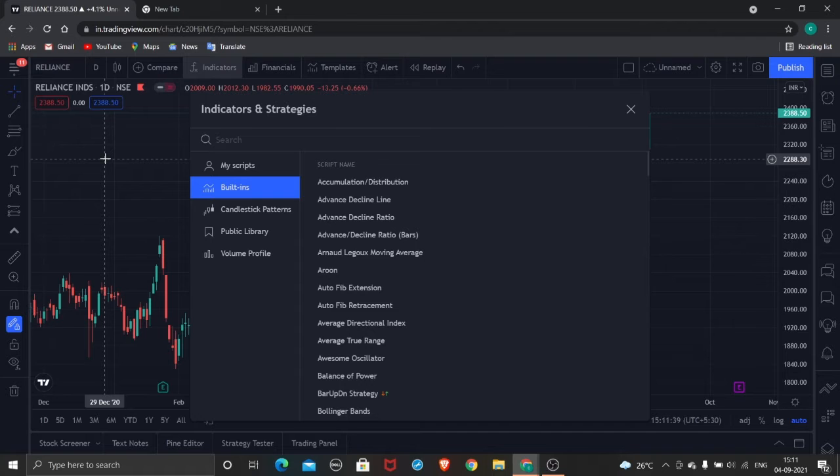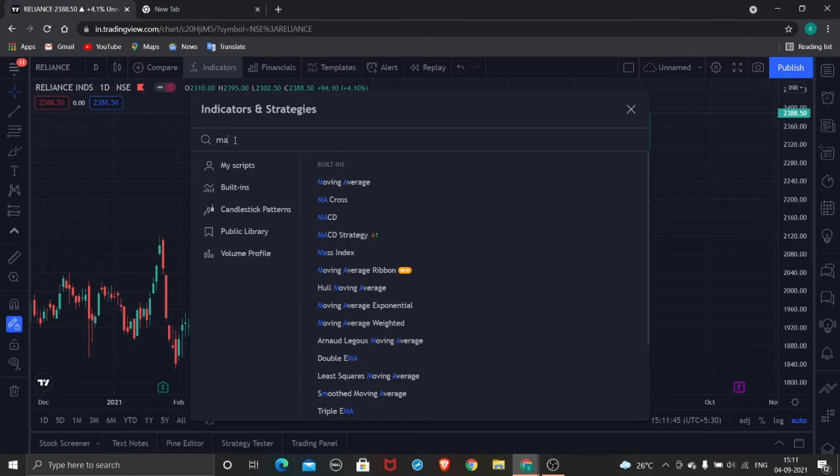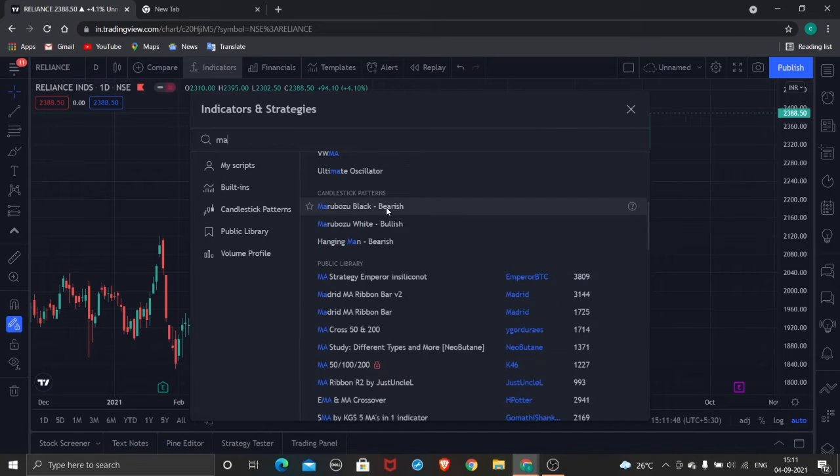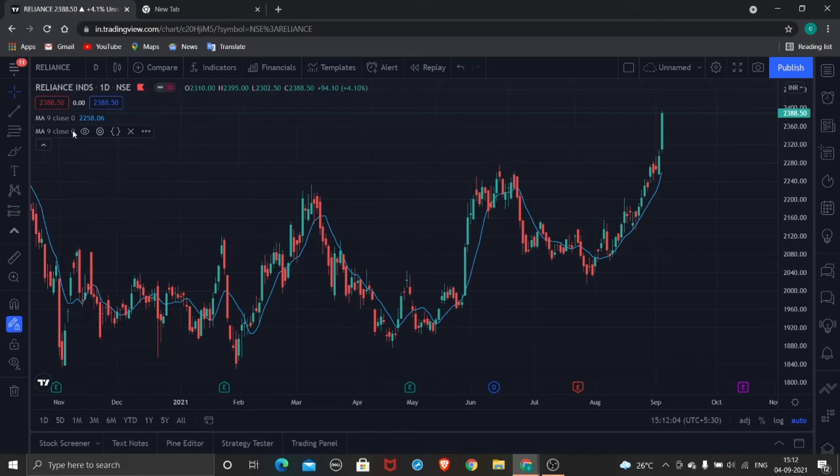The first step should be including moving averages. Just go to indicators, and on the search bar type MA. Here is a list of various moving averages. We just have to click on the option which appears first, which is moving averages. On the first click, we can see a moving average being included. Second click to include another one. Then just close the page.